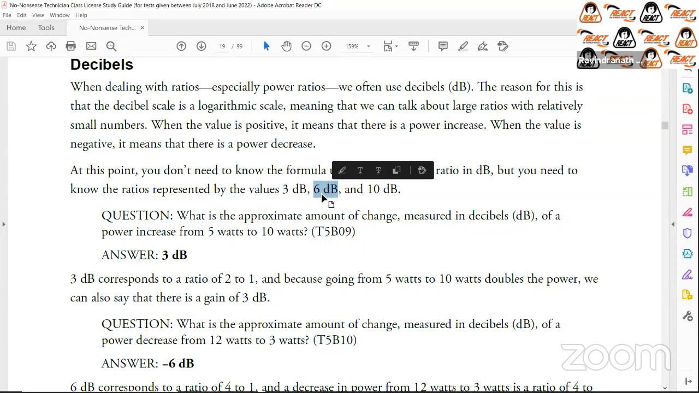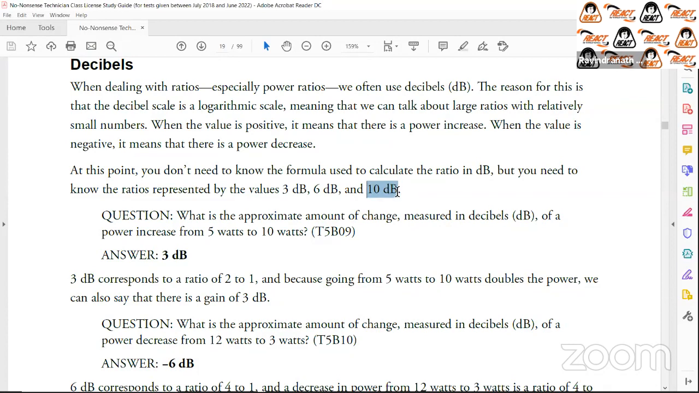6 dB. Well, 6 dB is simply 4 times if it's positive, or 1/4 if it's negative. So if we say that we have increased the power by 6 dB, that means we are multiplying the power by 4. If we say that the power level is negative 6 dB, then we have just multiplied that by 1/4 or divided by 4.